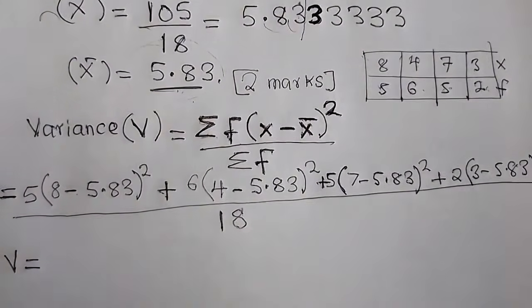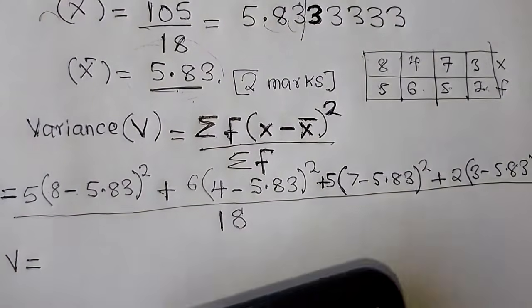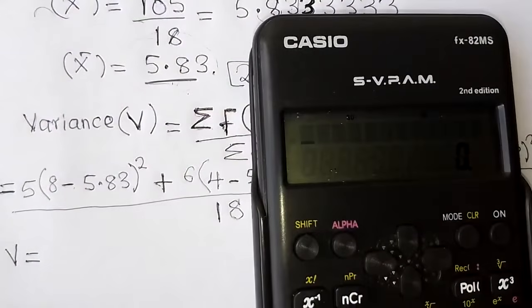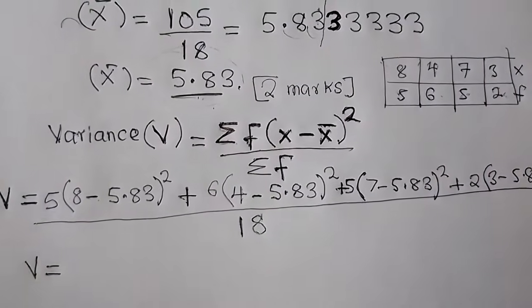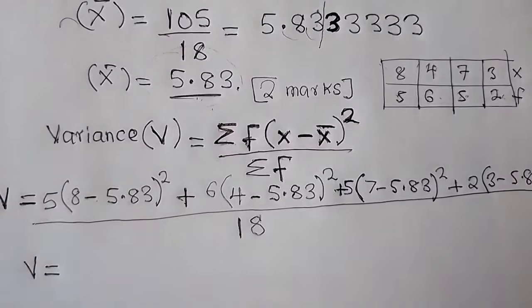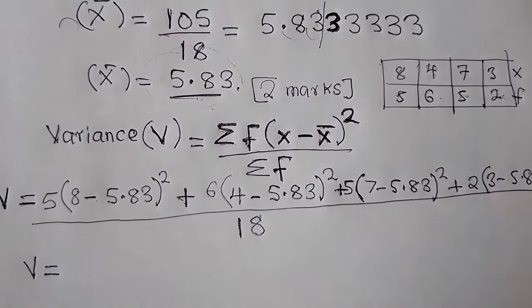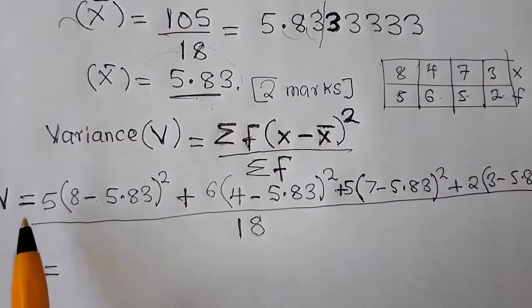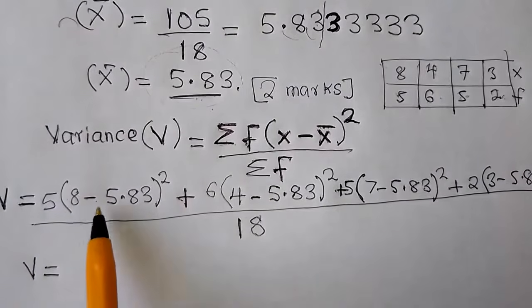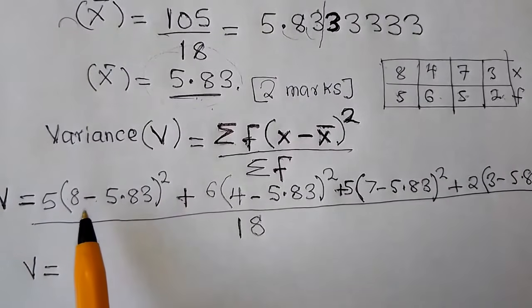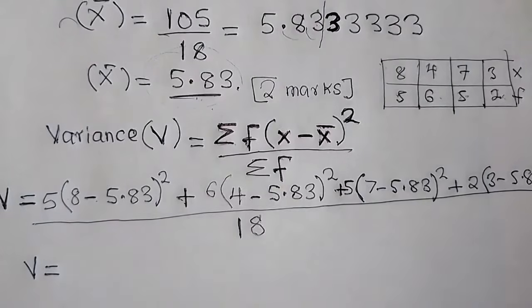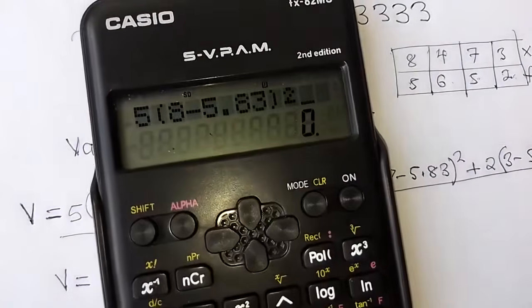You get your calculator very well. I'll be typing it from here. So you punch this the same way I've written them: 5 open bracket 8 minus 5.83 close squared. I believe we know where the squared is on the calculator.